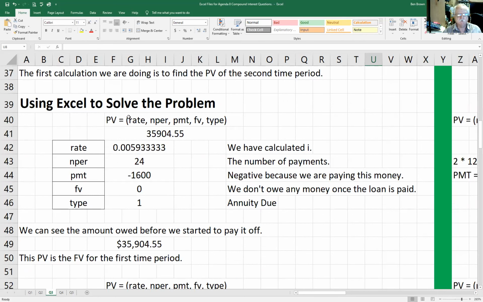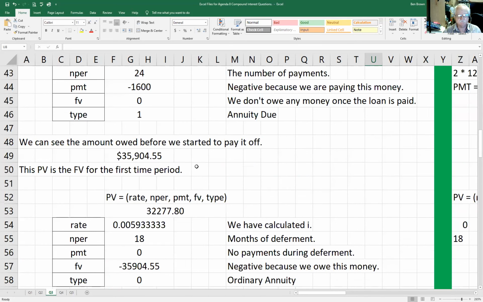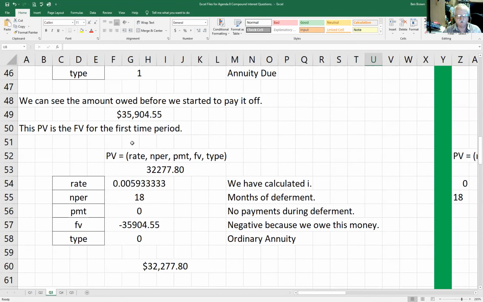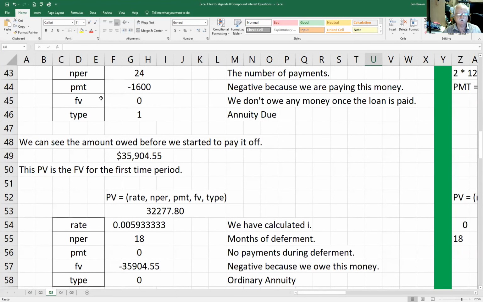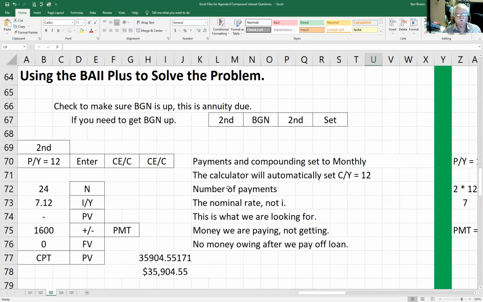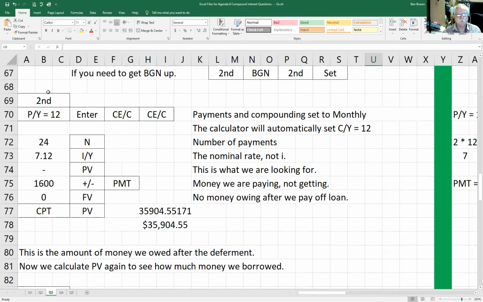So in this case, we're solving for the present value of the annuity, and then we're solving for present value again. In Excel, of course, the format looks exactly the same. With the BA2 Plus, we have to calculate the annuity first again.